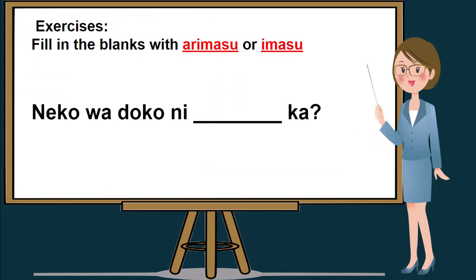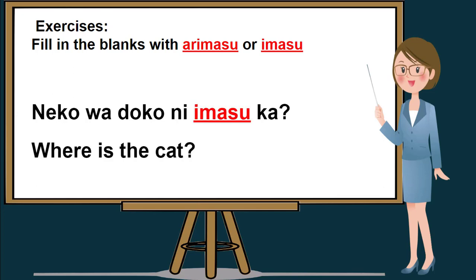This time we will be having an exercise. Fill in the blanks with arimas or imas. In my first statement, neko wa doko ni blank ka. I'll be giving you 5 seconds to think for your answer. You will be choosing either arimas or imas. Your 5 seconds start now.